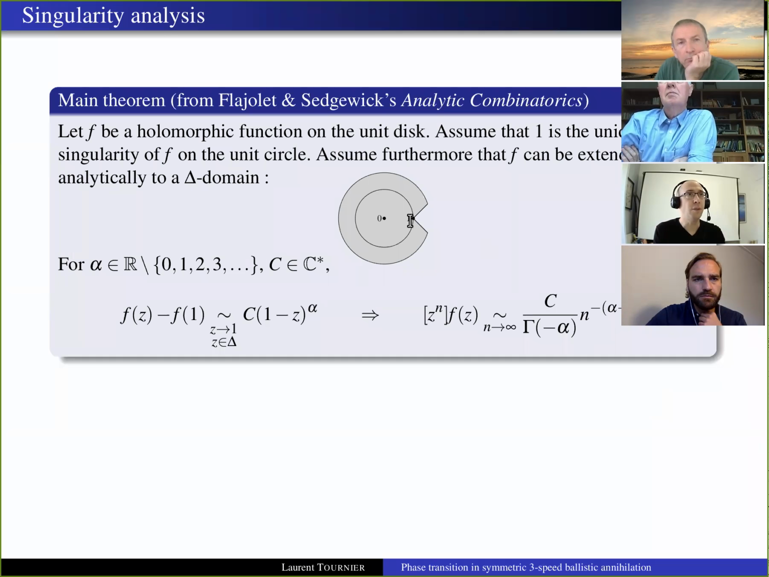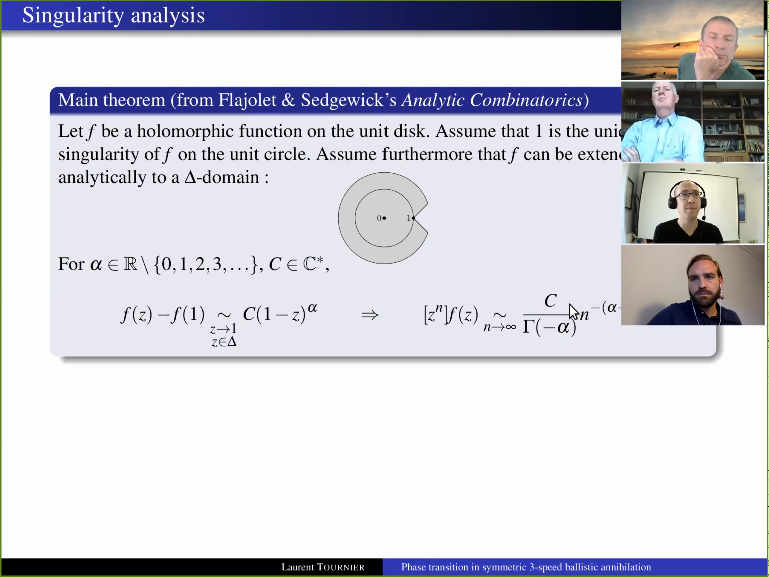So let me just state this very classical result you can find in Flajolet and Sedgewick's classic book on analytic combinatorics. If you have a holomorphic function on the unit disk, and even in this Pac-Man shaped region here, with a singularity at 1, and you have some asymptotic equivalent close to the singularity that looks like this here, then you can get an asymptotic equivalent for the coefficients of f of this kind. So this is a very powerful result that you can apply in this case.